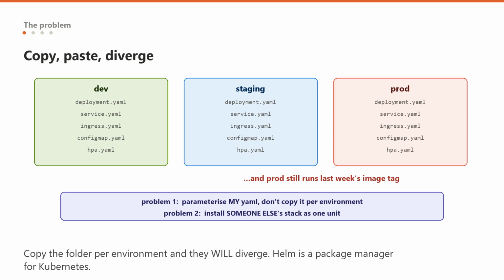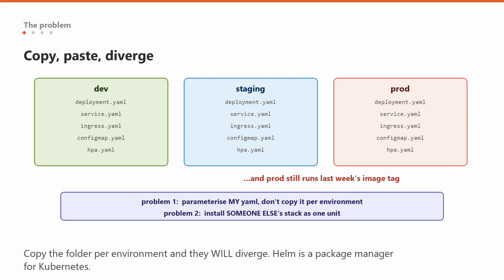Look at what actually happens without Helm. You have your 6 YAML files for dev. You need staging, so you copy the folder and change a few values. You need production, so you copy it again. Now every change has to be made 3 times, and it will not be. Someone bumps the image tag in dev and staging, forgets production, and production silently runs last week's build. That is not a hypothetical. That is a Tuesday.